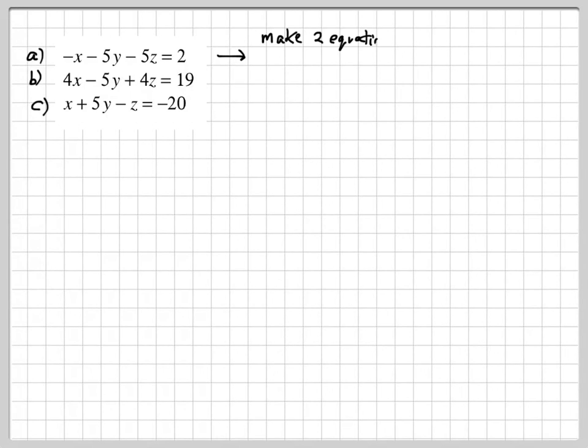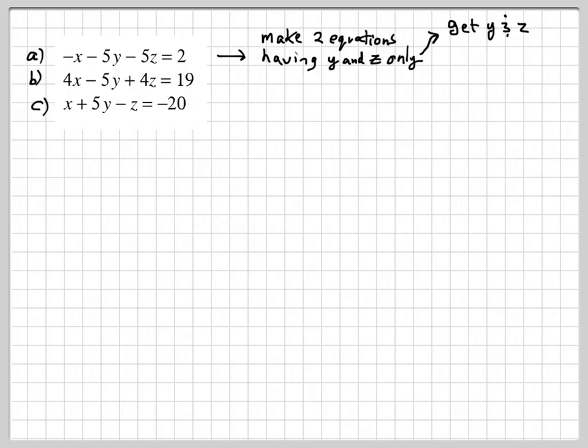In this example, I have a system of 3 equations. And this kind of problem we saw in section 5.3. And the way that we did them in class was that somehow we combined these equations to get 2 other equations having the same 2 variables.